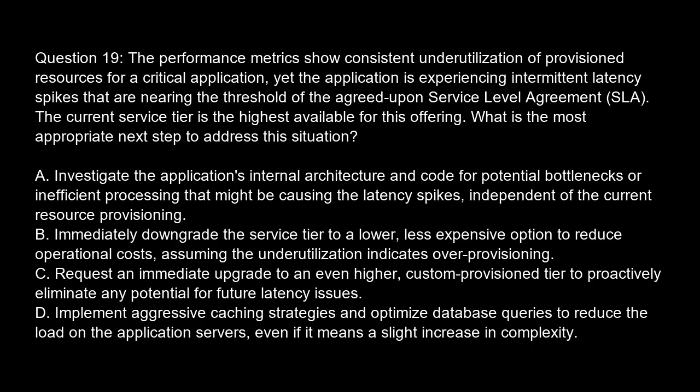Option A. Investigate the application's internal architecture and code for potential bottlenecks or inefficient processing that might be causing the latency spikes, independent of the current resource provisioning. Option B. Immediately downgrade the service tier to a lower, less expensive option to reduce operational costs, assuming the underutilization indicates over-provisioning. Option C. Request an immediate upgrade to an even higher, custom provision tier to proactively eliminate any potential for future latency issues. Option D. Implement aggressive caching strategies and optimize database queries to reduce the load on the application servers, even if it means a slight increase in complexity.